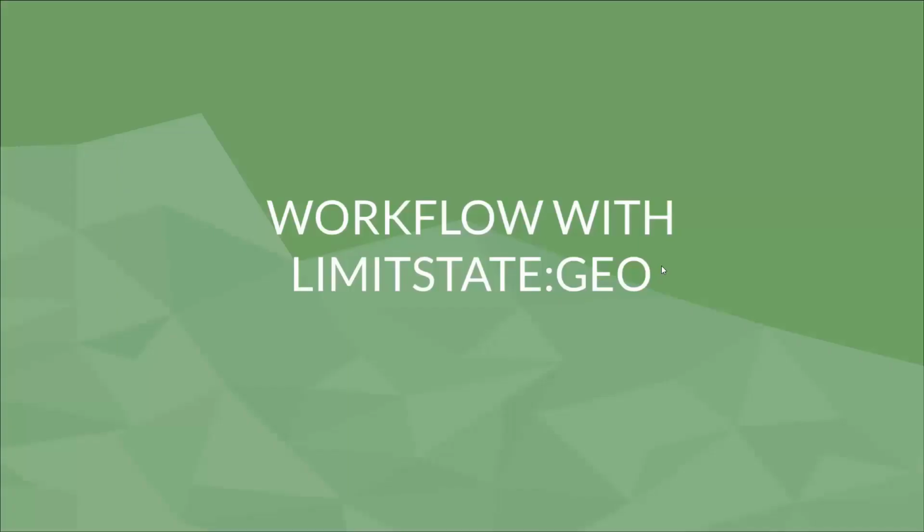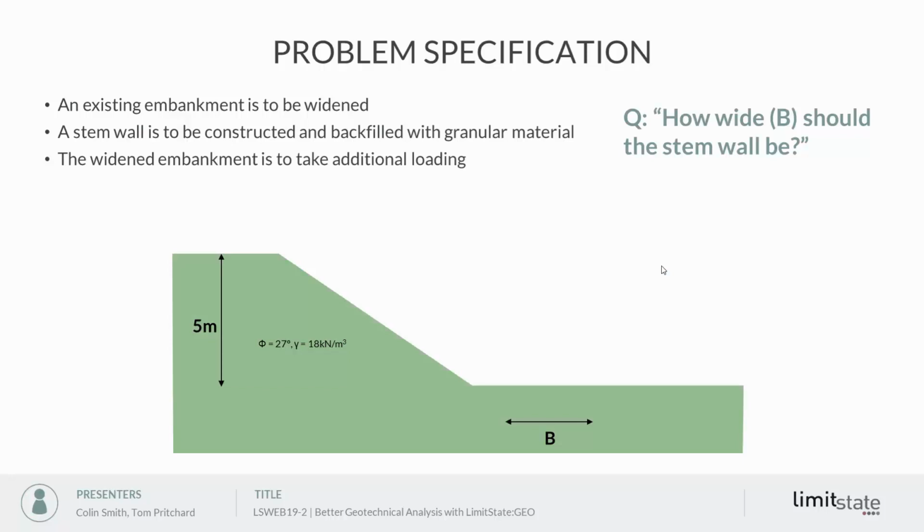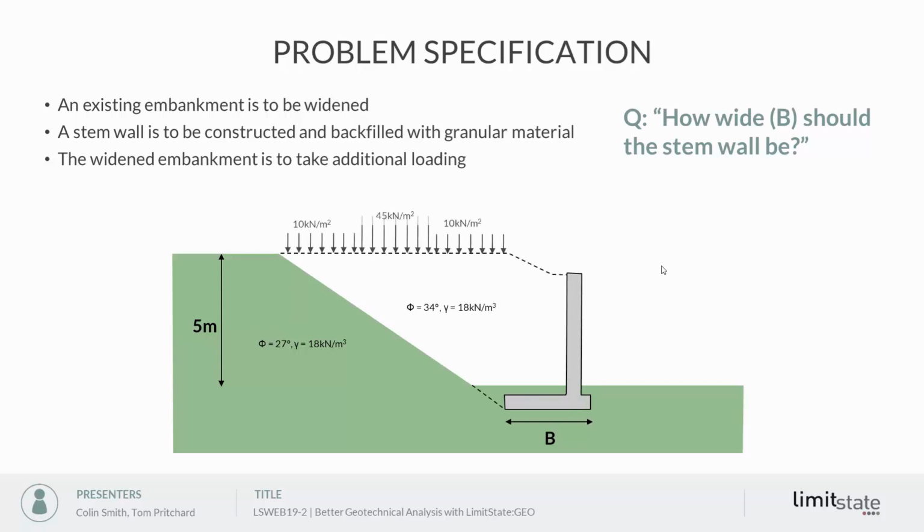So we'll just kick off by looking at one example of how you might approach a problem with LimitState GEO. This is a retaining wall design example. Our problem specification is that we have an embankment, for example a road or a railway, and we need to widen it. So we're going to construct a stem wall, backfill it with granular material, and then this widened embankment needs to take additional loading.